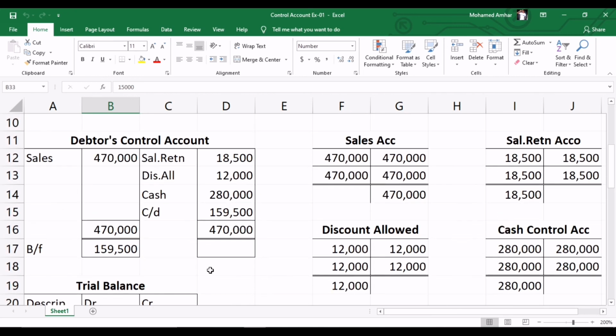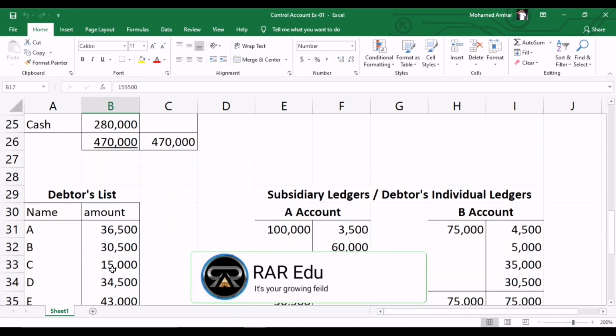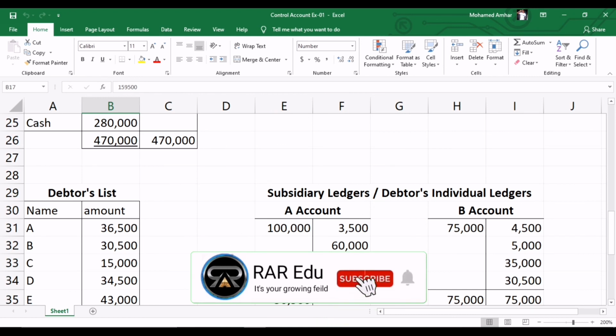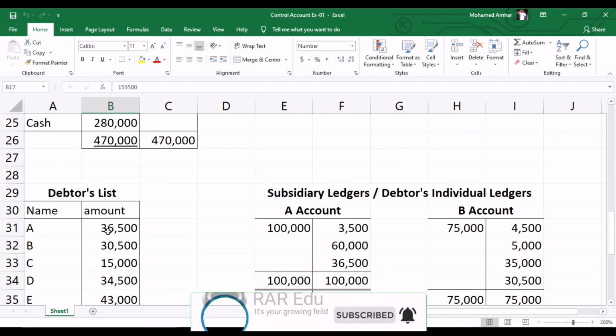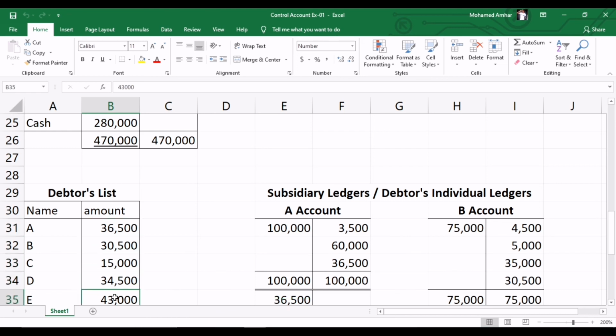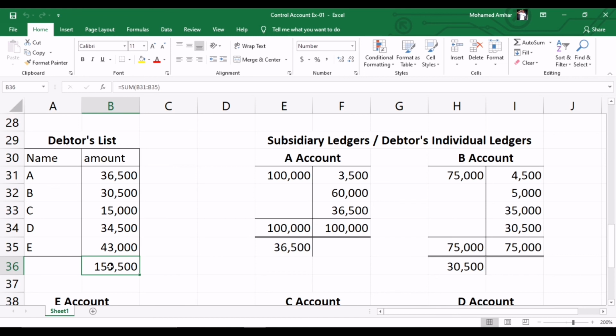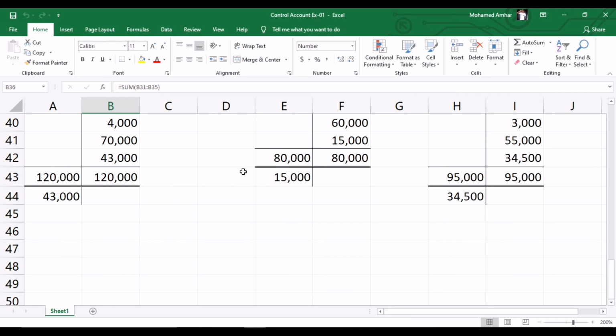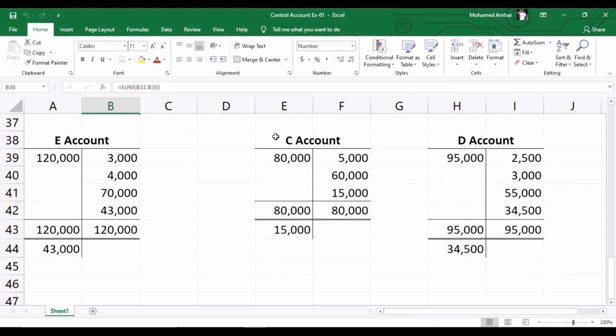So here in the general ledger, we find out the debtors balance total. When preparing subsidiary ledgers, we get the individual debtor balances and get the total. So always the control account balance and the list balance should be equal. So that is the control account.